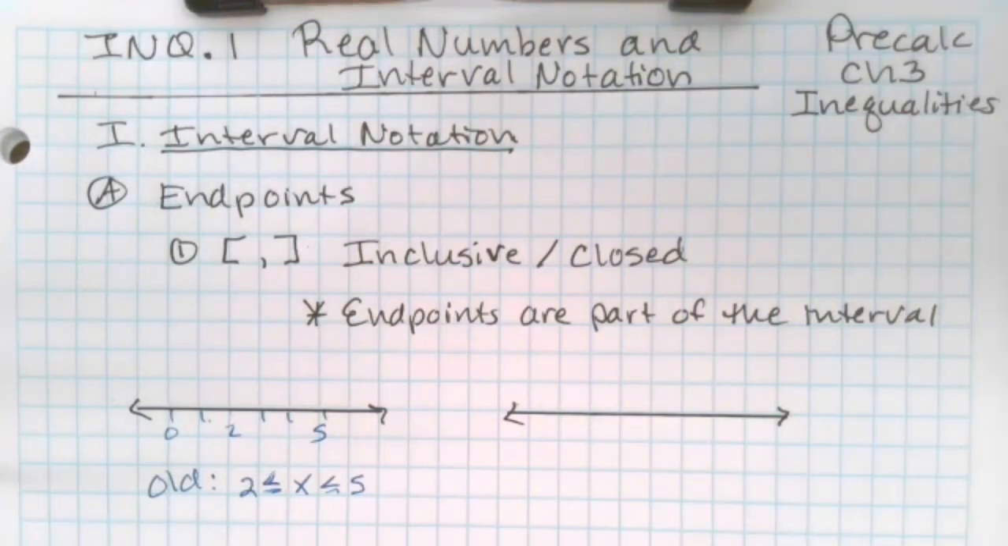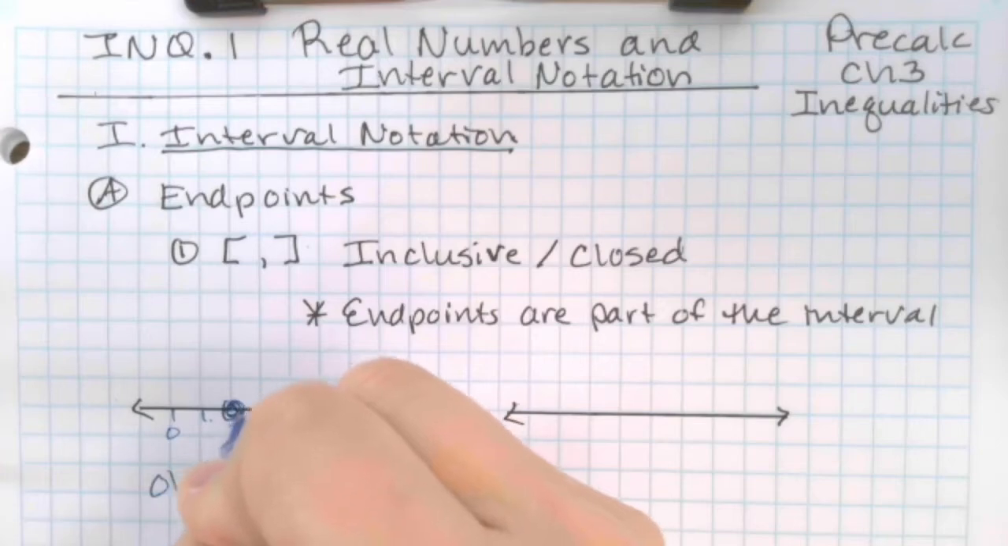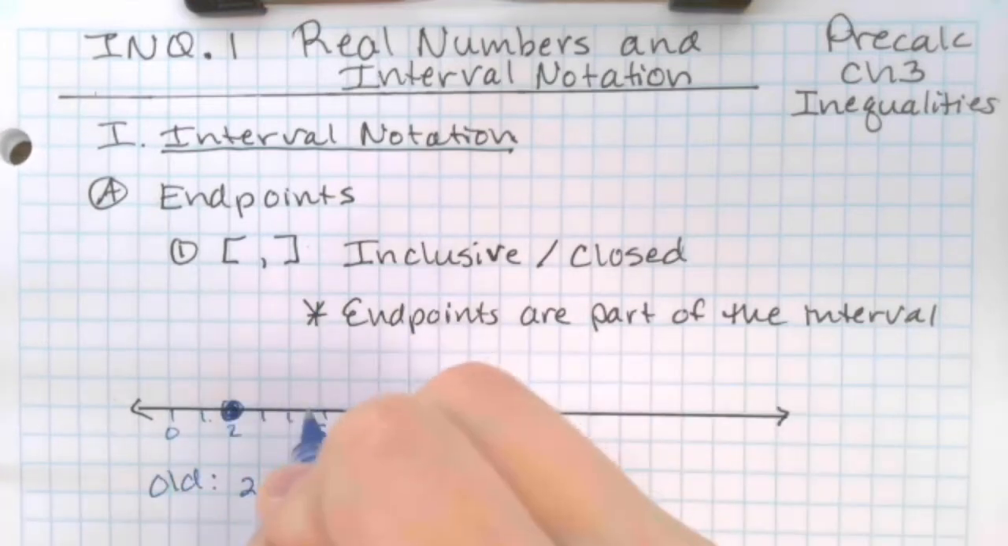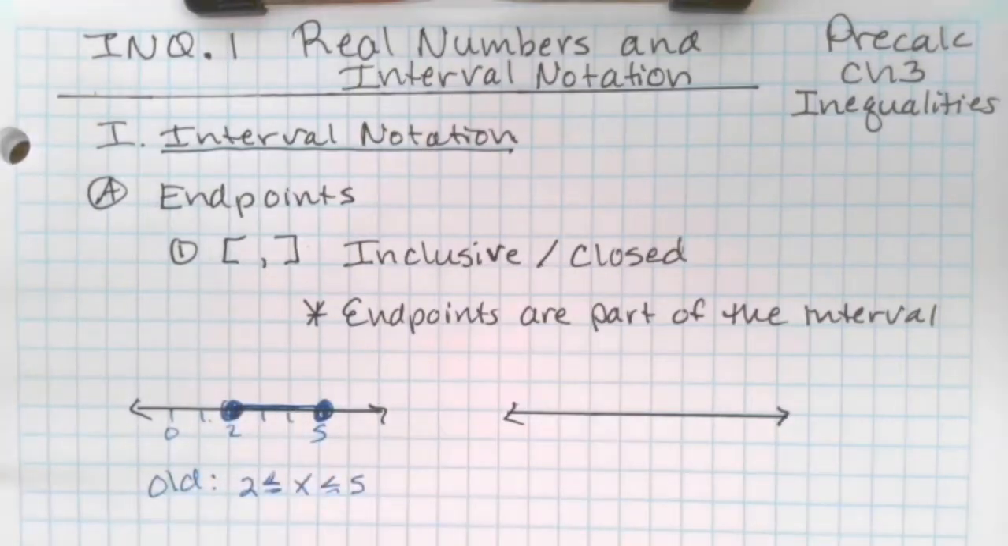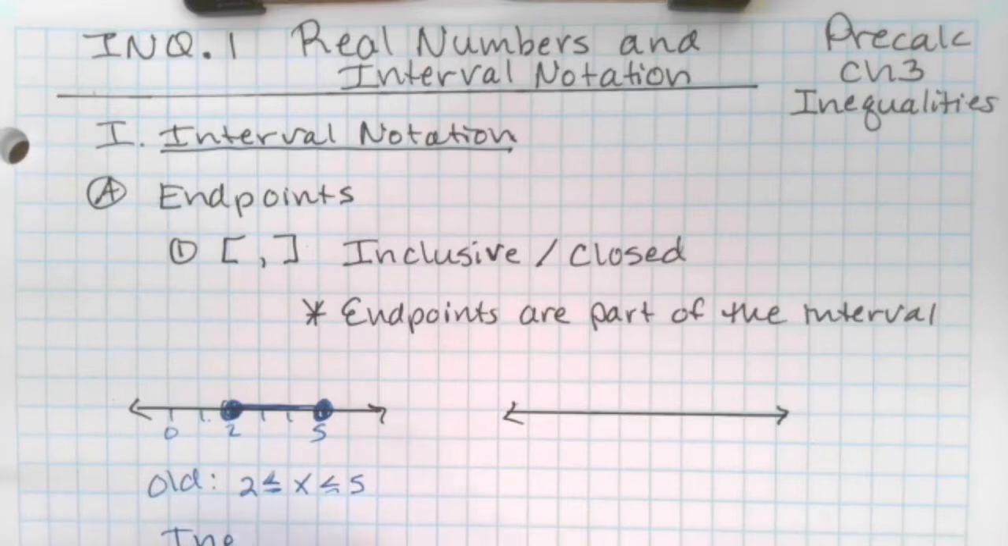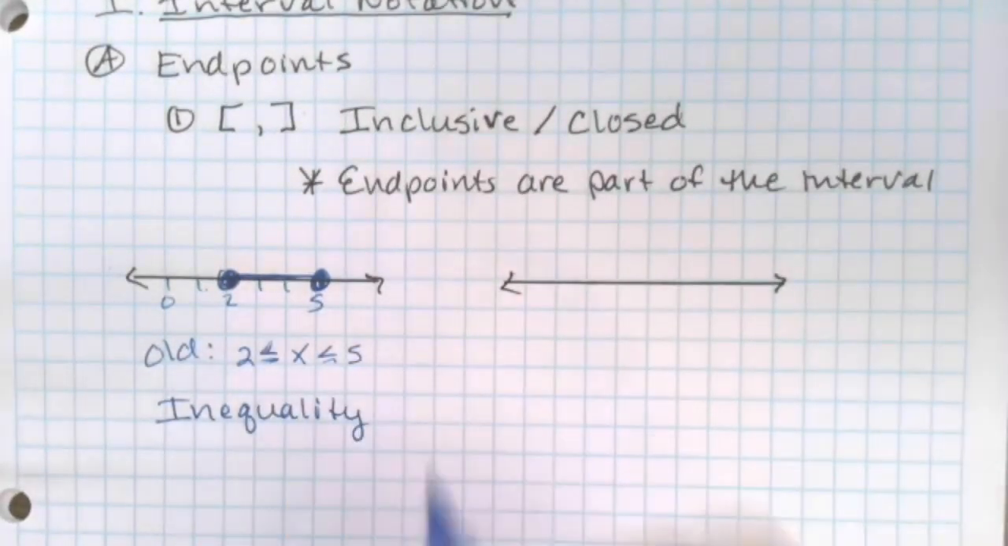Switch pens. So in the old notation, we would use a filled in circle to show that 2 was part of the interval and 5 was part of the interval. That's your old notation. That's called inequality notation. So if they're asking for inequality notation, this is what they want.